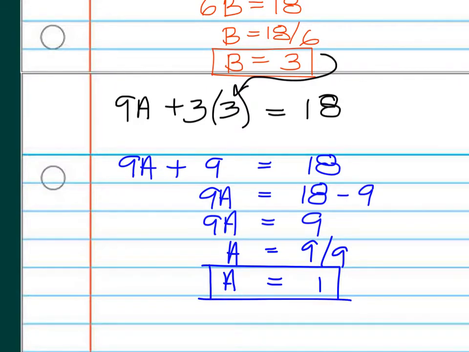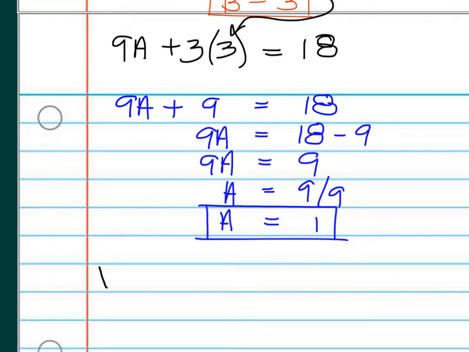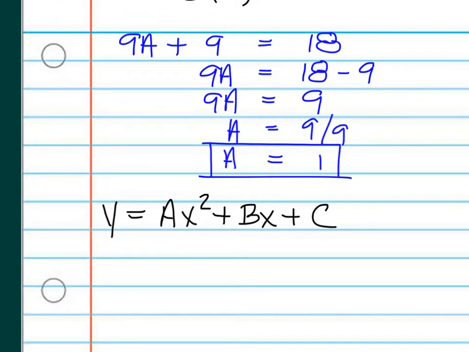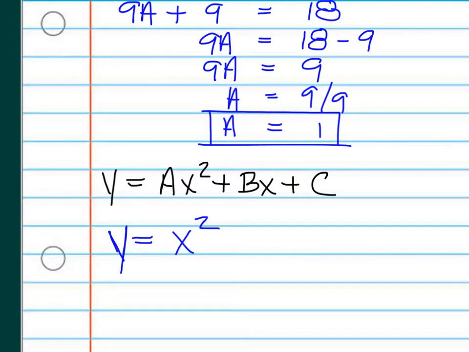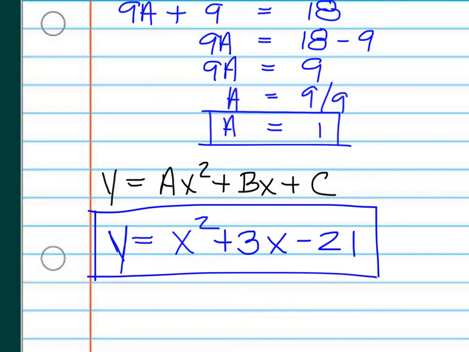This is not the solution to the problem. If you quit there, you still won't get it. You have to put a, b, and c into that general form, which again is y equals ax squared plus bx plus c. And the a that we just found is 1. Do not write 1x squared. Just write x squared. When we solved for b, it came back to be a 3, so we put in plus 3x. And the c that we had way back from the beginning was minus 21. This is the function that passes through the 3 points.